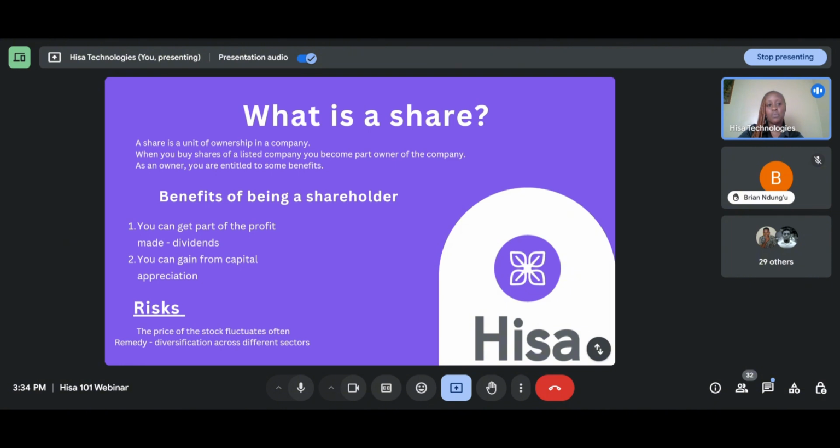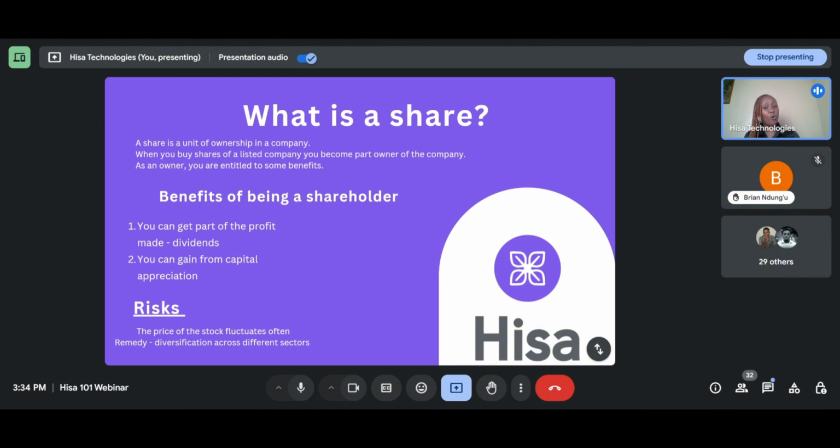What does this mean? This means that when you are buying shares or stocks, you are buying a small piece of that company, a small piece of the pie. So when you buy shares of a listed company, you become part owner of that company. When you buy shares, we say you have become a shareholder of that company.